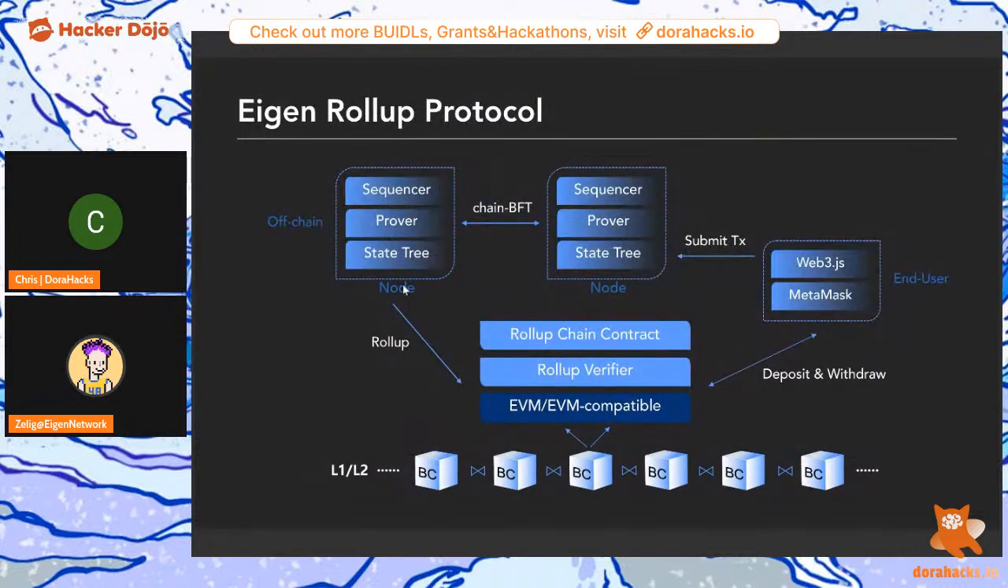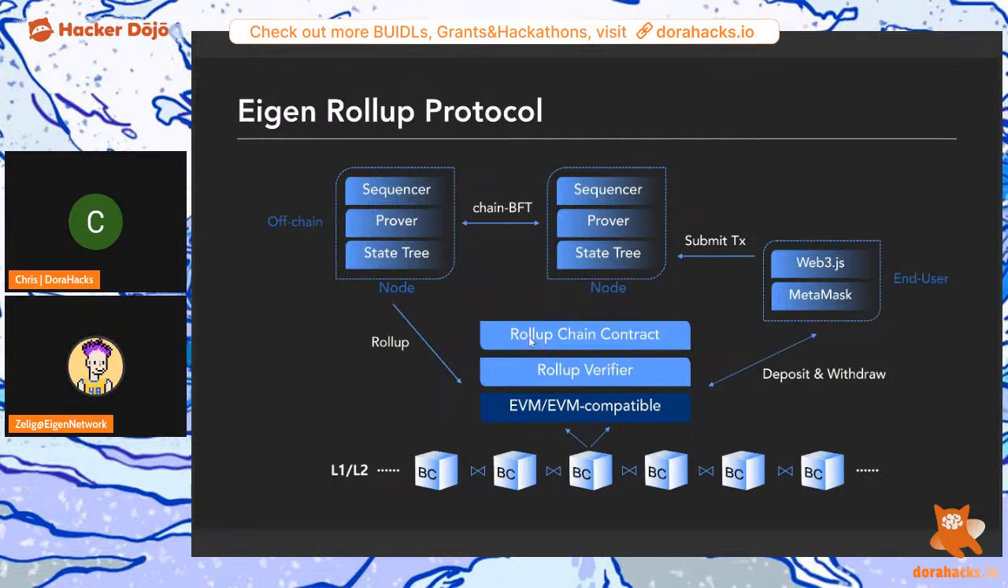The other is our rollup network. On layer 2, users can submit a transaction through Web3.js or MetaMask, and the nodes on layer 2 will process these transactions and generate proofs while interacting with layer 1 through the rollup contracts. Nodes on layer 2 reach consensus through the ChainBFT consensus mechanism, and users can deposit or withdraw assets between layer 2 and layer 1 through the rollup contracts.